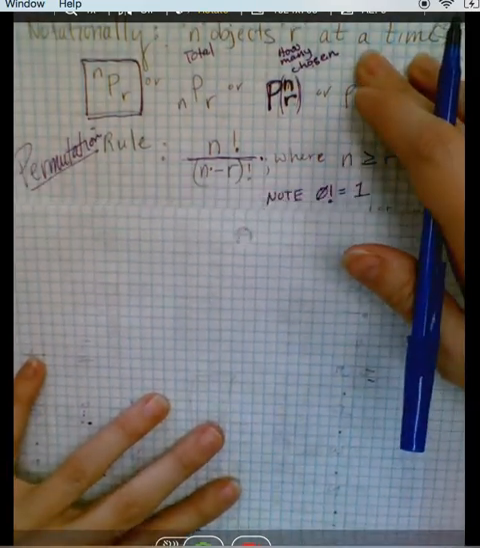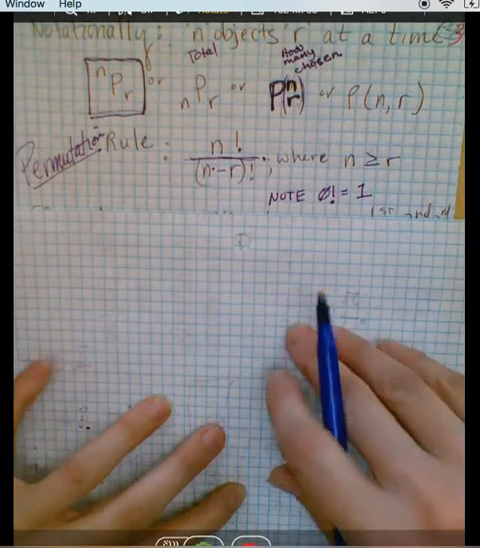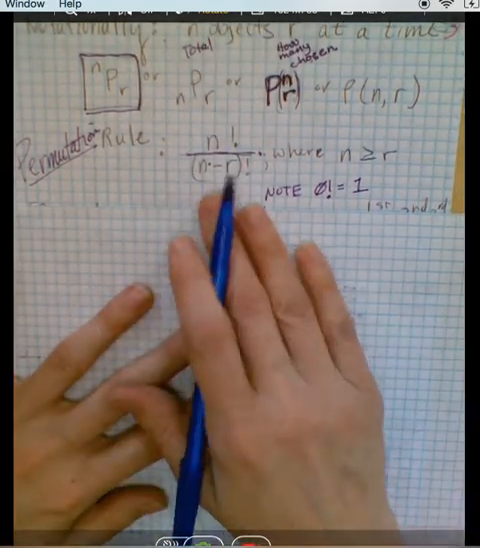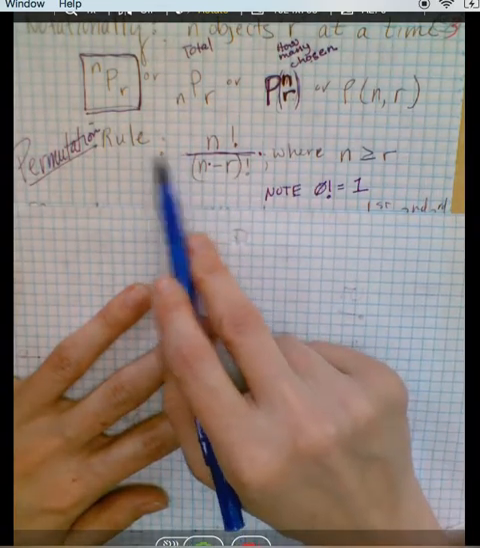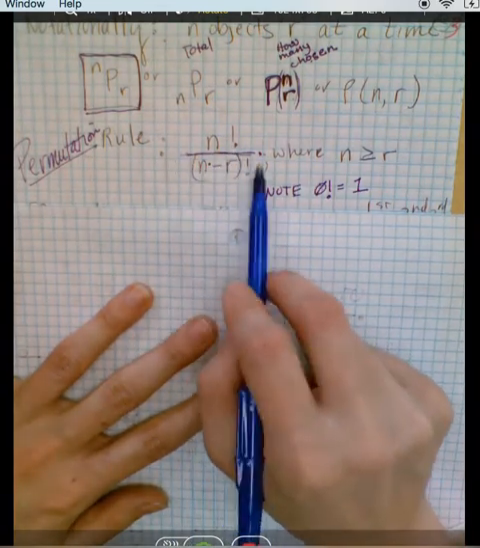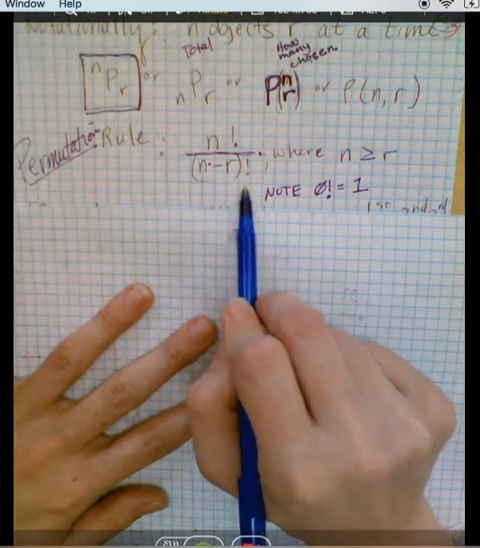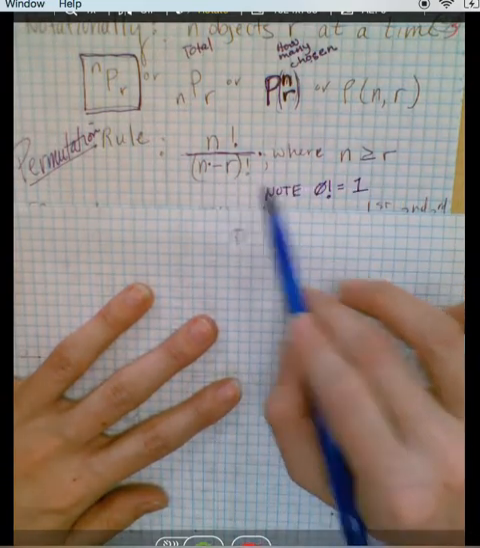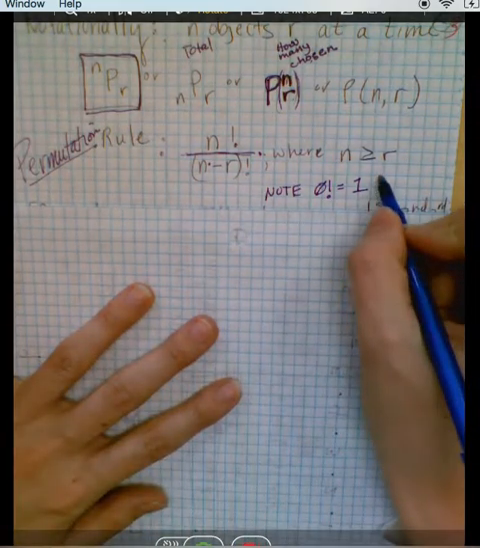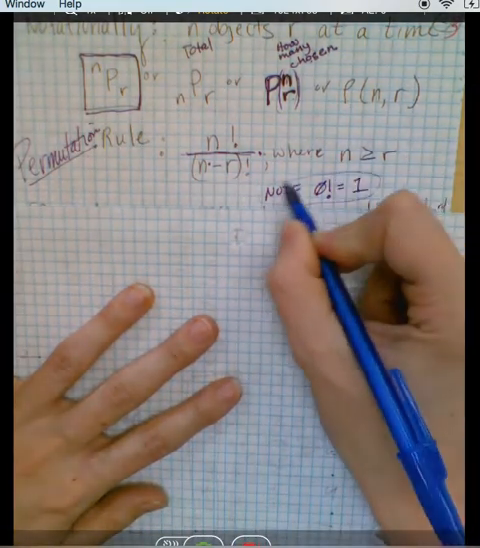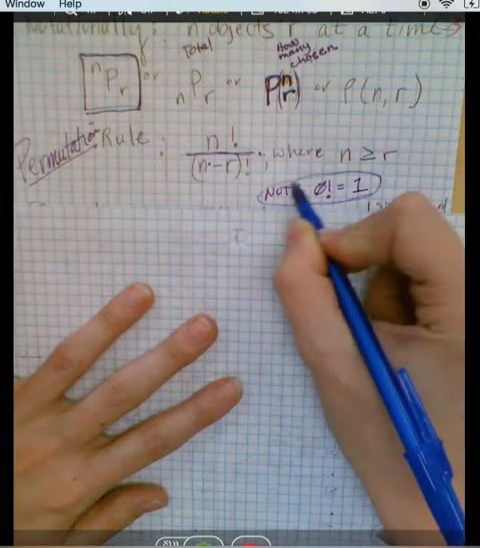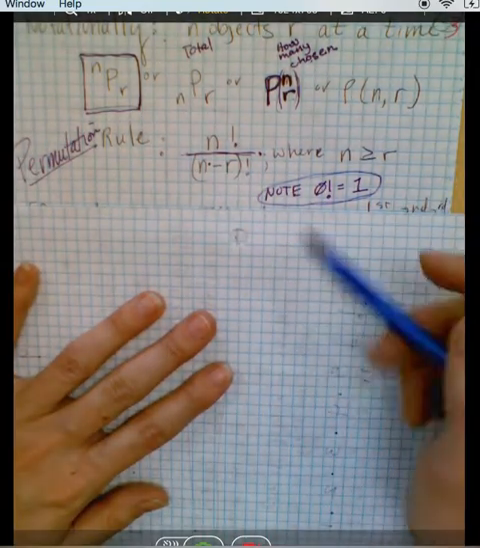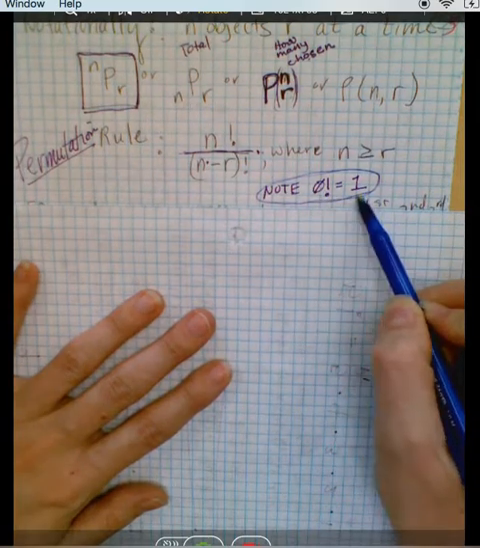So remember the rule is a great tool, but always rely on your understanding and then put it in the tool when we need it. n factorial over (n minus r) factorial, where n is greater than or equal to r, because if this were 0 here, 0 factorial, kind of a weird note, is 1. So do not forget that. It's like the 3 to the 0 thing is 1. It's another one of those. 0 factorial is 1.